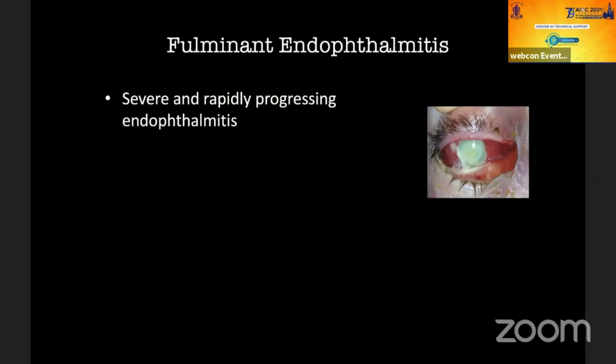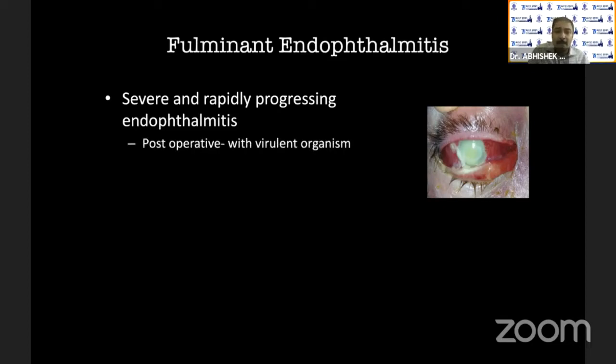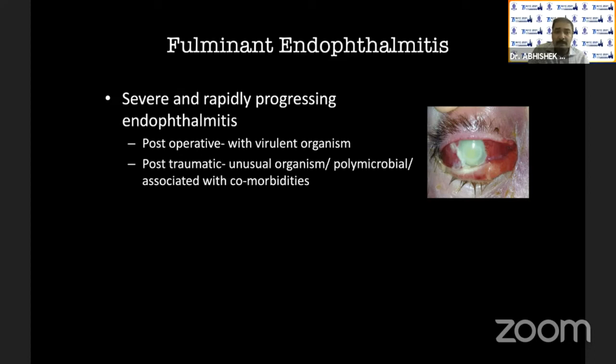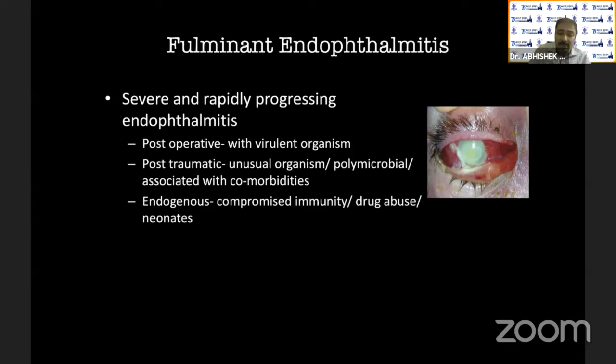Now, where do we see fulminant endophthalmitis? We see it sometimes in post-surgery endophthalmitis that is progressing rapidly, either because of a virulent organism, or sometimes in post-traumatic cases, where you have unusual organisms or a polymicrobial infection, and that, along with the comorbidities, spreads really fast. Sometimes endogenous endophthalmitis that we see in patients with compromised immunity or drug abuse, or sometimes even in neonates, is quite fulminant.